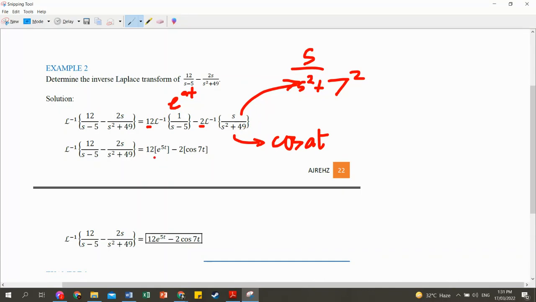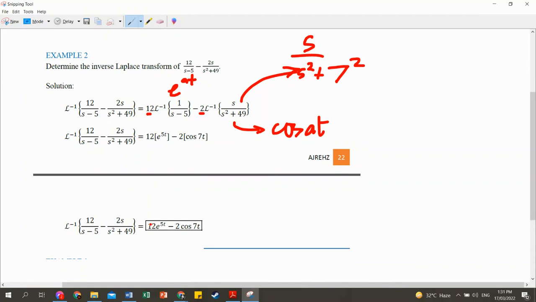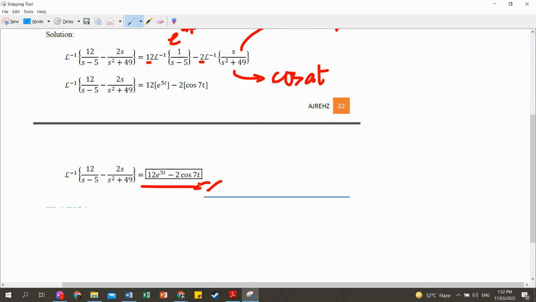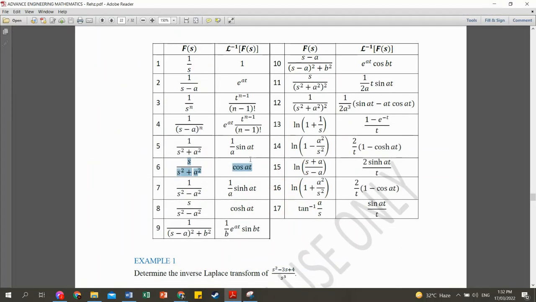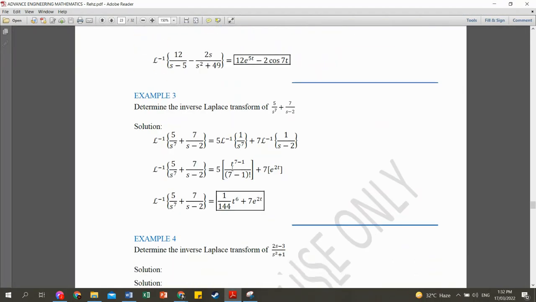So, we have here 12 times the inverse Laplace transform of this one, which is e raised to 5t, minus 2 times the inverse Laplace of this one, which is cosine 7t. Okay? So we now have the final answer. I'm just rewriting it. We have 12e raised to 5t minus 2 cosine 7t. So that's all, guys. Again, if you want to check whether you got the correct answer or not, you just need to get the Laplace transform of this one. Okay? So, that's it. Let's now have another one.